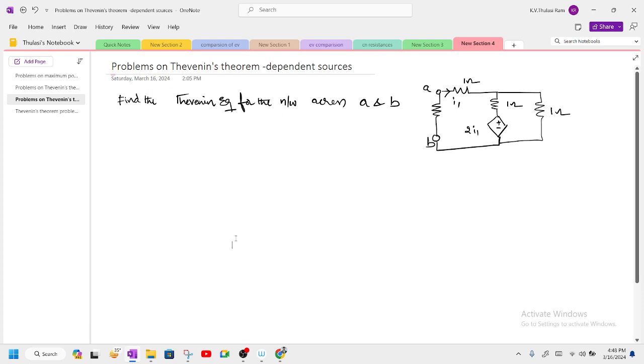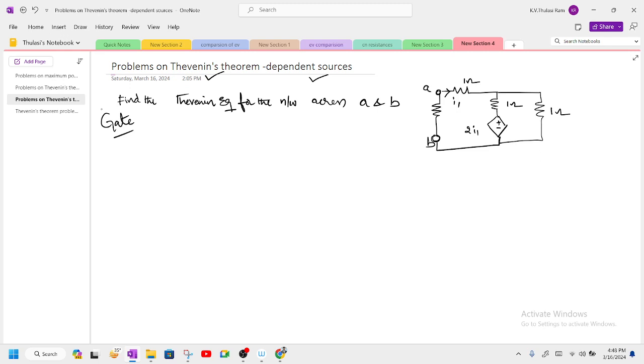Hi, good evening, everyone. Today we are going to discuss problems on Thevenin's theorem, especially on dependent sources. These problems are very important when you are solving competitive exams or GATE problems. Just try to understand. This is very simple if you understand the logic. So we need to find the Thevenin's equivalent. The question asked is: find the Thevenin's equivalent across the AB terminal.